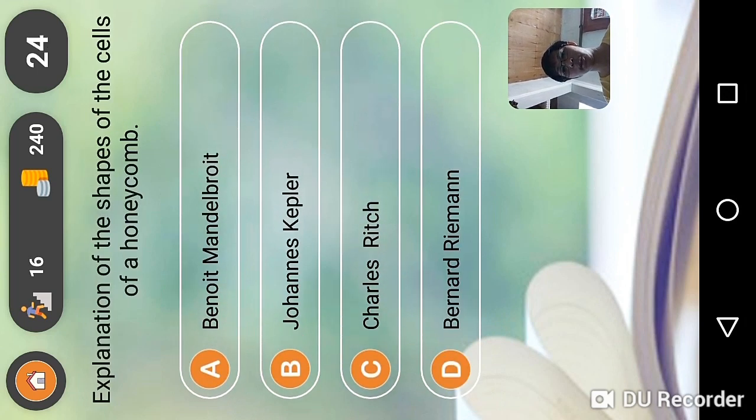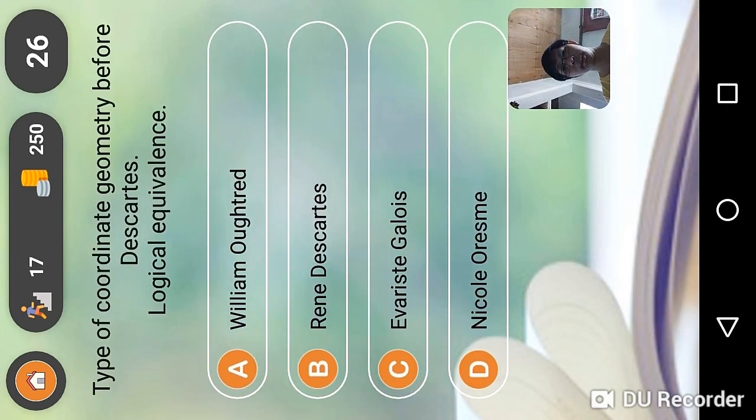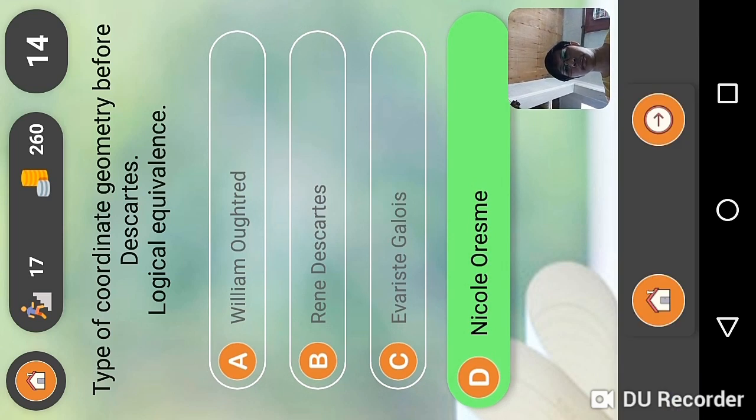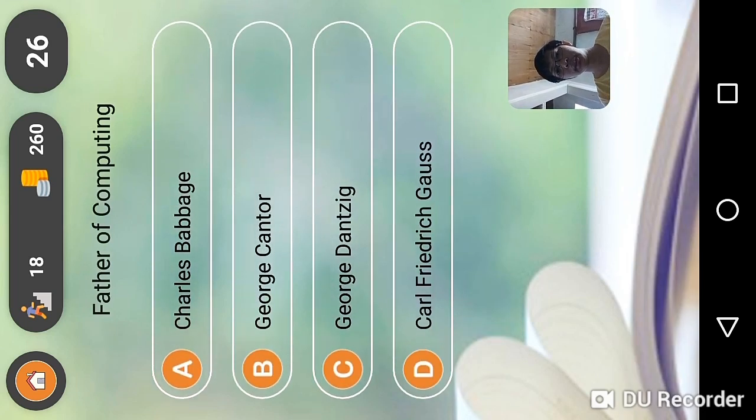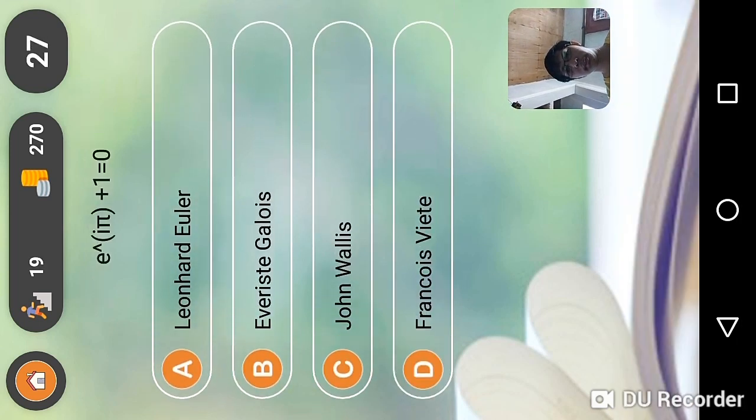Explanation of the shapes of the cells of a honeycomb, kay Johannes Kepler. Type of coordinate geometry before Descartes, logical equivalence, kay Nicole. Father of computing, Charles Babbage. E raised to I pi plus 1 equals to 0. Kanina to. Kay Euler.